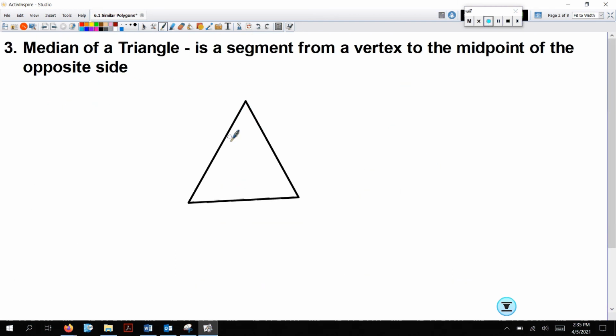All right, the median of a triangle is the segment from the vertex to the midpoint of the opposite side. So if we start at the vertex and we go all the way down, I know this is the median because it's separated that opposite side, the opposite of the vertex, into two congruent segments.